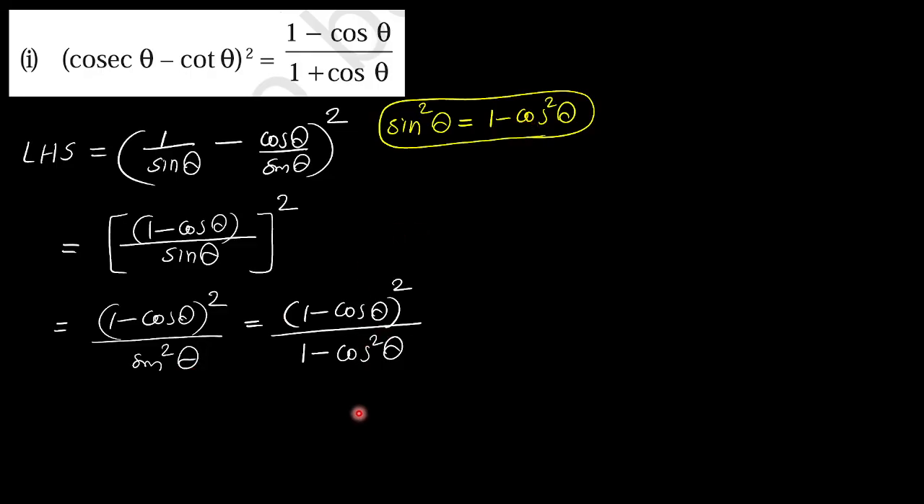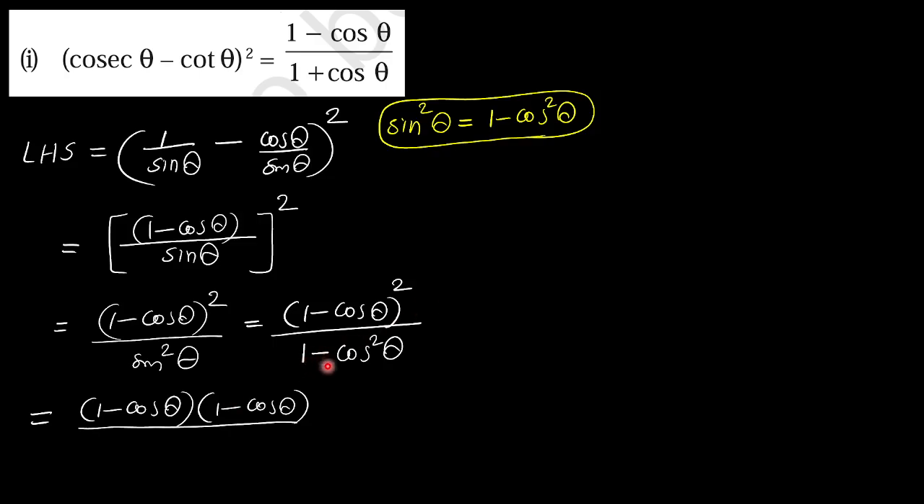Let me complete the solution. After that you can ask me doubts. I am ready to repeat. Numerator is 1 minus cos theta whole square. It is 1 minus cos theta into 1 minus cos theta. Not an important step. 1 minus cos theta whole square is 1 minus cos into 1 minus cos. No mistake.